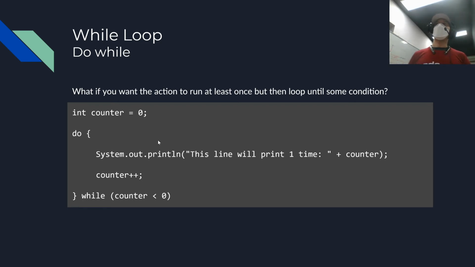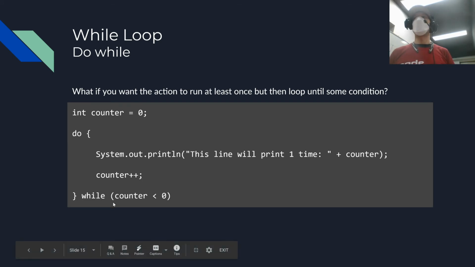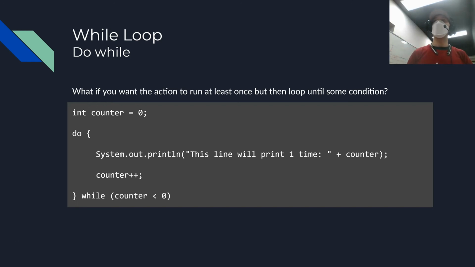So that means I messed up. The difference between while and do while is that do while guarantees it runs at least one time, regardless of the condition. The condition can be while false, right? And this will still run one time. So it runs one time, and then it checks the condition to see if it should continue. Does that answer your question? Cool. Other questions?